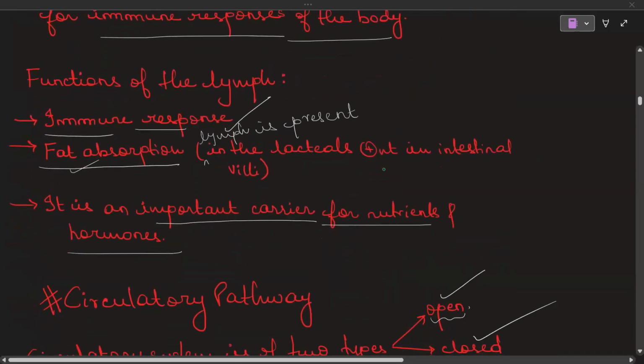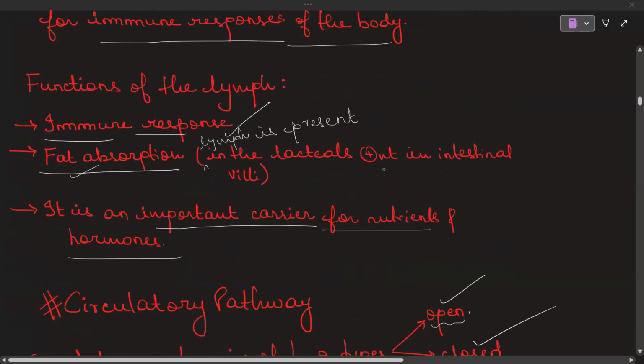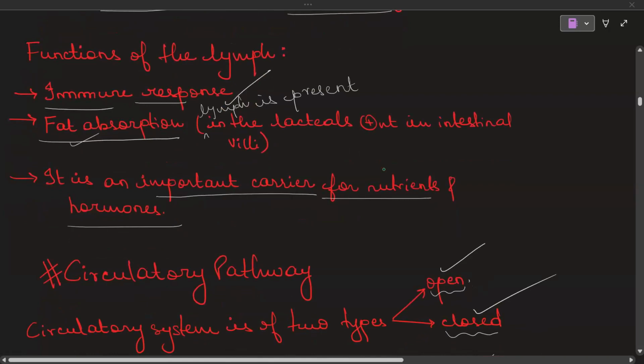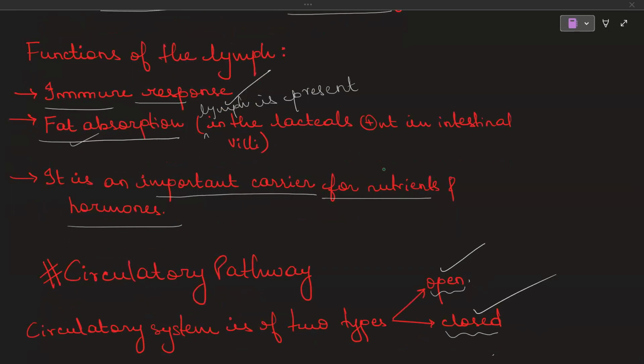Now let us look at the functions of lymph. Always remember that lymph is colorless. The functions of the lymph are, first of all, immune response, then fat absorption, since the lymph is present in the intestinal villi, in the lacteals. Lacteals are like the blood vessels of the villi of the intestine. There lymph is present so that fat can be absorbed through it. Also, it is an important carrier for nutrients and hormones. So it acts like a carrier, it helps in the immune response and it also absorbs fat. These are the functions of the lymph.